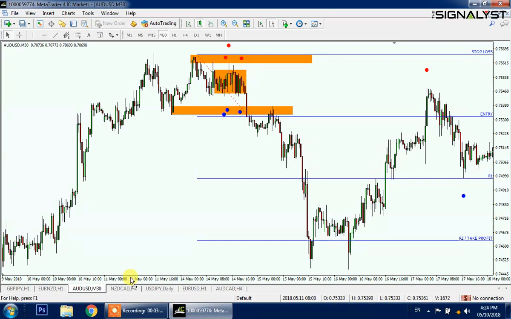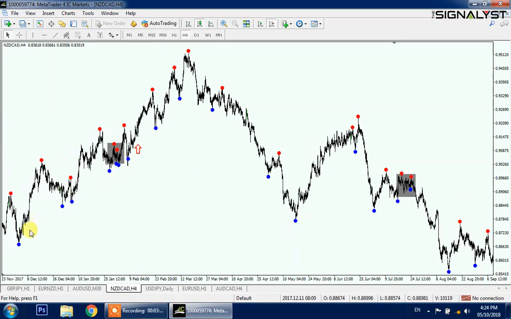Let's take more examples. NZD CAD H4. Here we have big swings, so we can't consider it a RichTL BOMB. Here we have 3 swings, so we need at least 4 swings, so it's not a valid one. Big swing, and then price made a very small narrow range, 1, 2, 3, 4, so it's a valid RichTL BOMB setup.